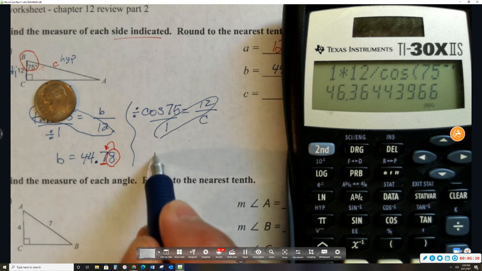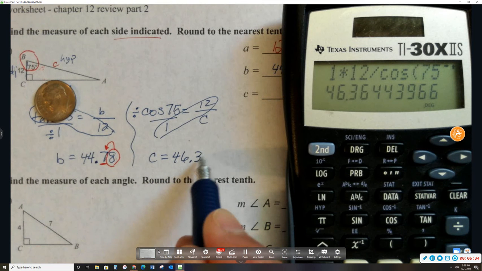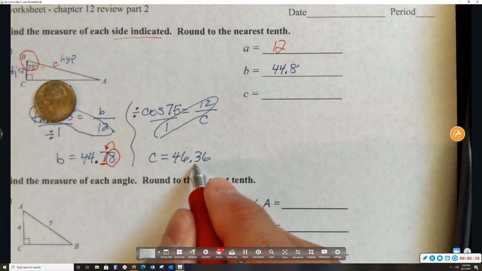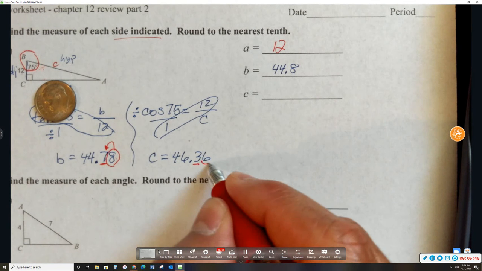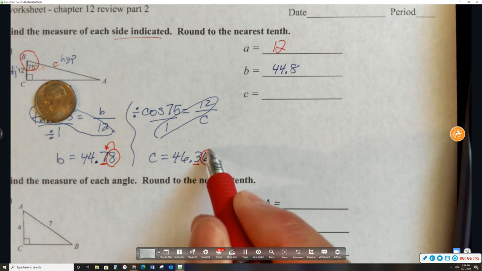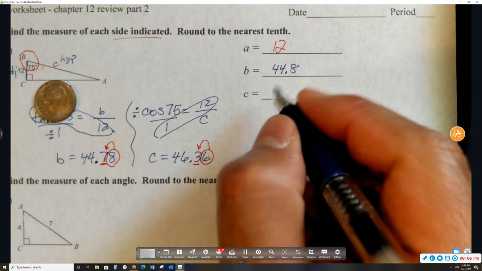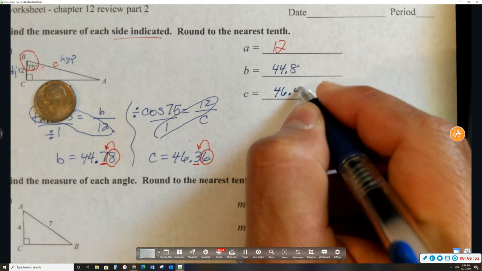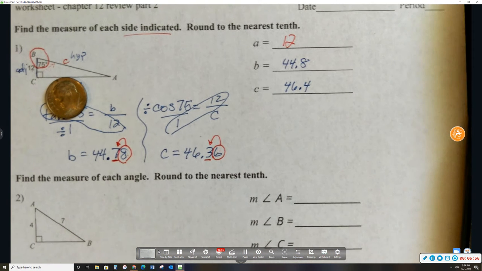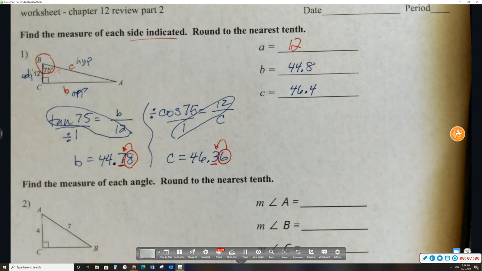And again, this is C equals 46.36, and it keeps going. However, this is the tens place. This is the number we need to check. Because it's 5 or more, it's going to bump that number up to a 4. So this is 46.4. And that's the answers for number 1.